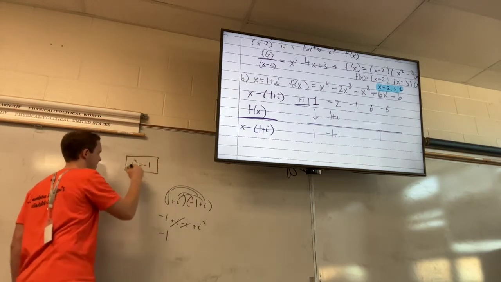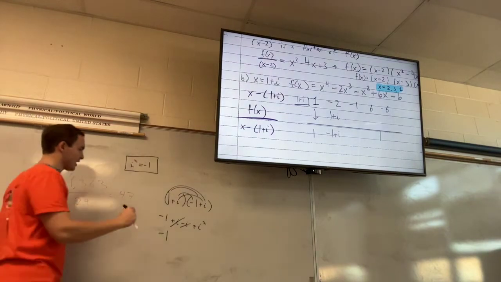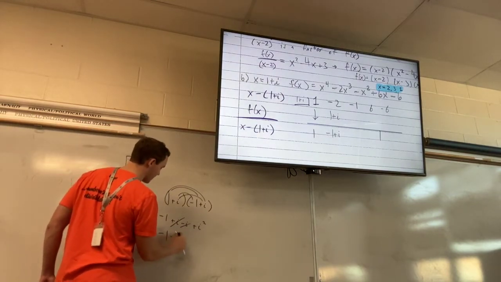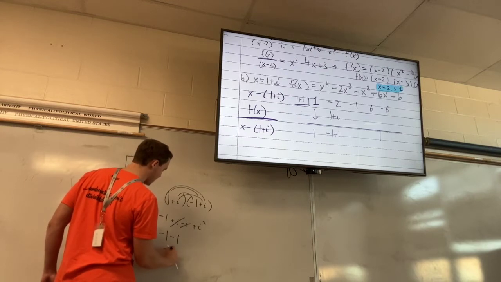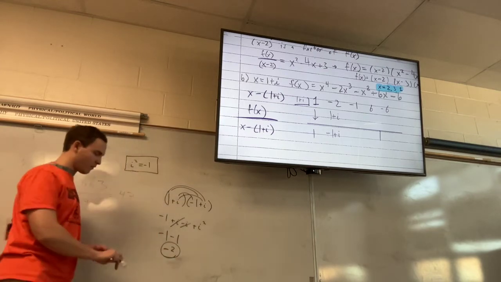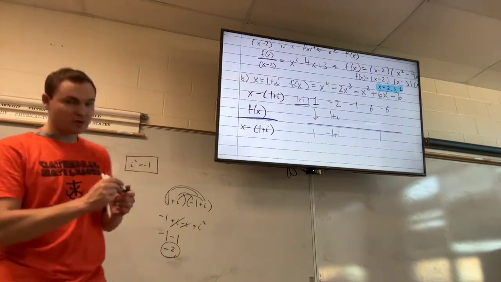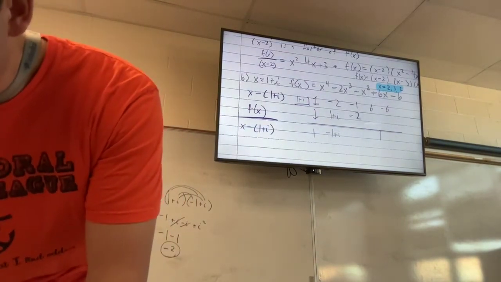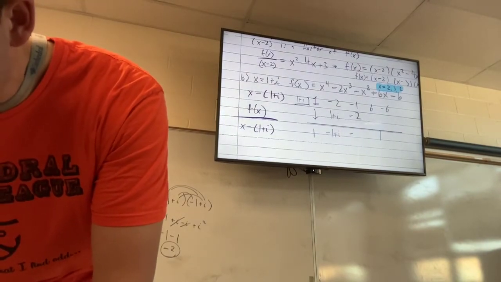That's like the heart and soul of complex numbers. i squared equals negative 1. So it's going to be plus i squared, or plus negative 1, or just minus 1. Negative 1 minus 1 is negative 2. So I'm going to have a negative 2 right here in my synthetic division. Okay, negative 1 plus negative 2 is negative 3.